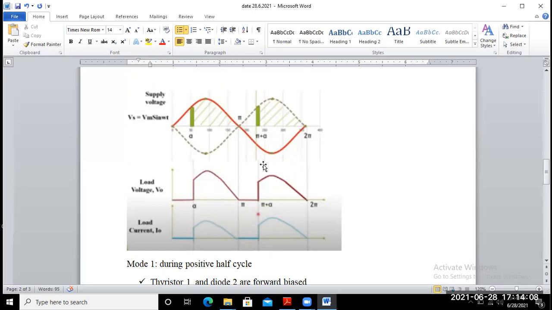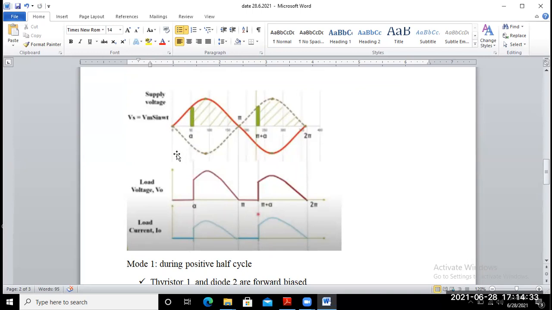When the gate pulse is provided to the SCR, the SCR conducts from this point, not from the starting point, which means 0. Even if SCR1 is in forward bias from this point 0, it starts conduction only when you fire the gate pulse.